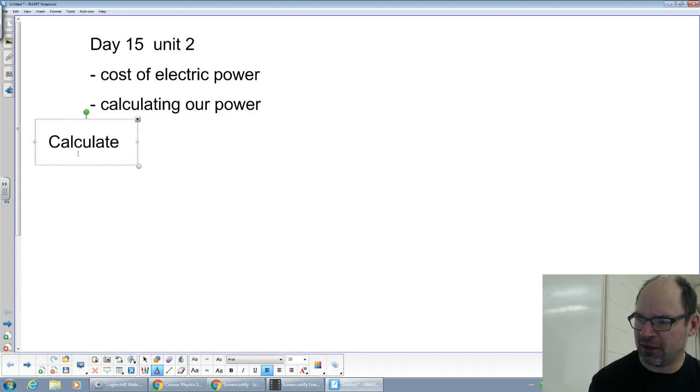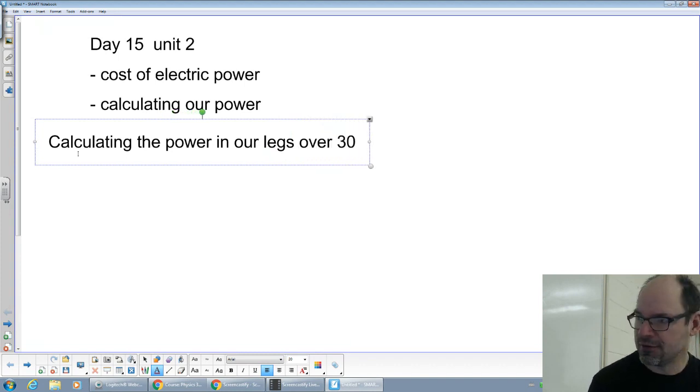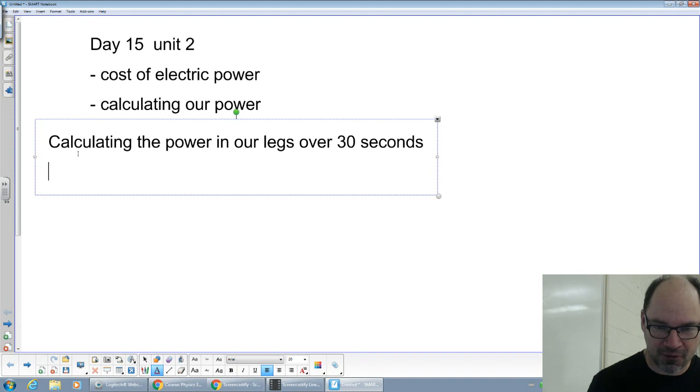Put a title: calculating power in our legs over, I don't know, let's say 30 seconds. We could do a stamina type thing too, but I don't want anybody getting injured. We have done it in the past where we've done a stamina one where people keep jumping until they can't jump anymore. But sometimes that can be tiring, so we'll just keep it to 30 seconds this time.